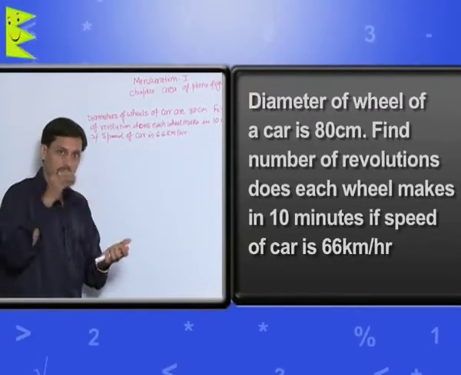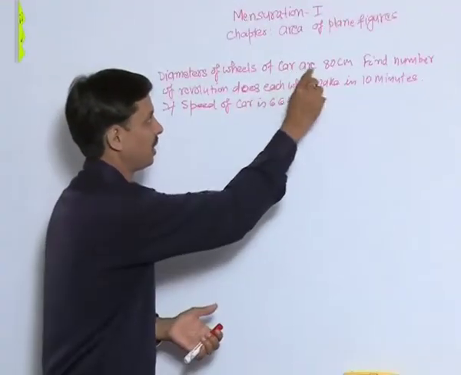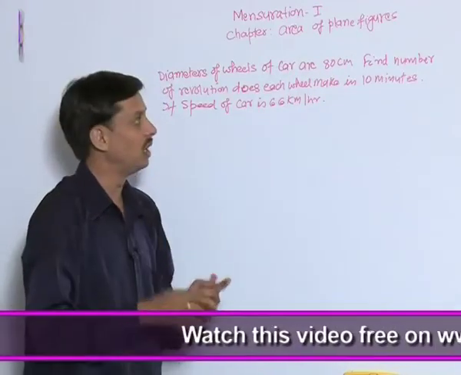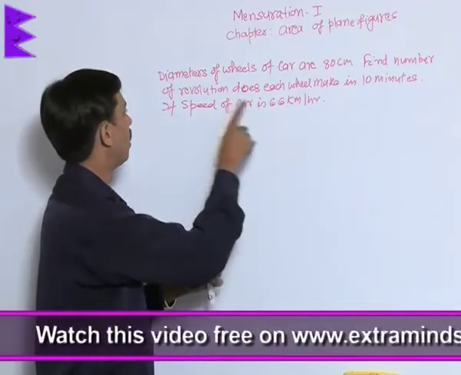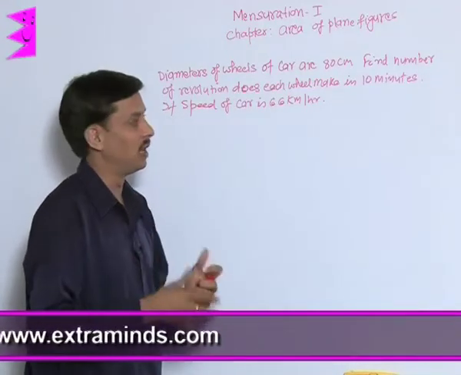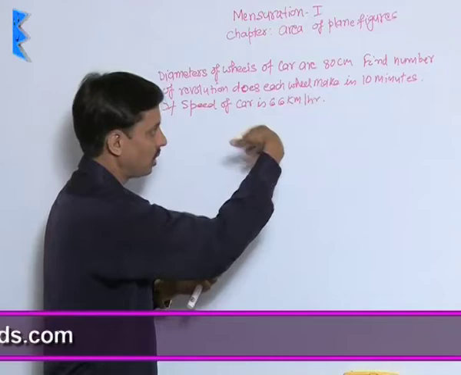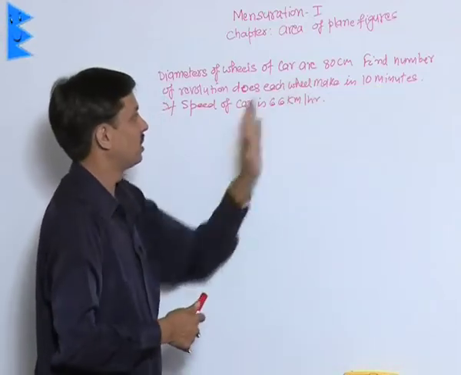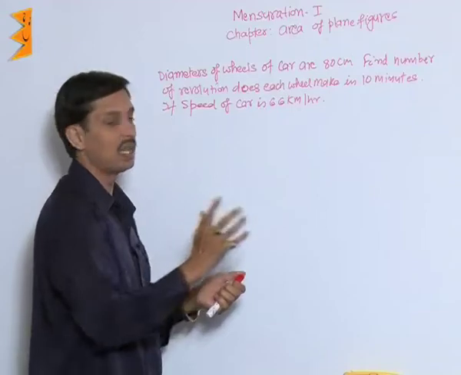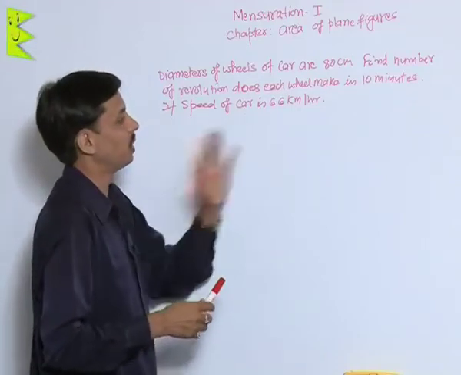hour. We want to know, if diameter is this, then how many revolutions are required to make by the wheel per minute. How many revolutions required to make per minute, so that, or it is required that in 10 minutes how many revolutions it will make, so that the speed can be maintained 66 km per hour.